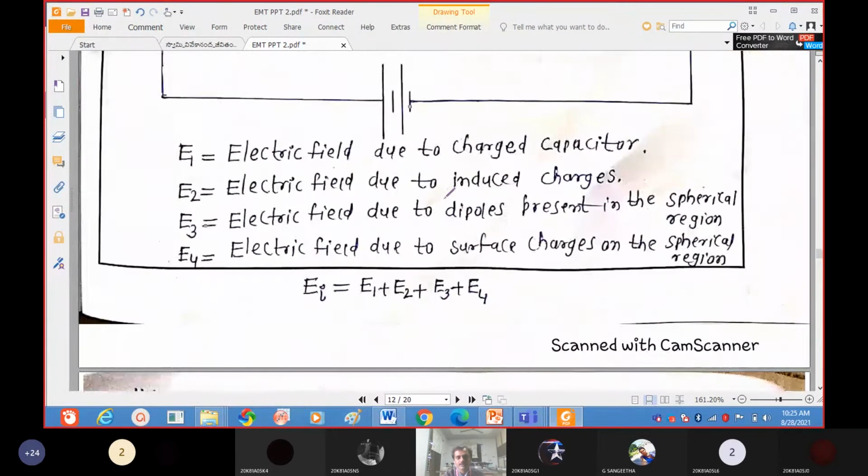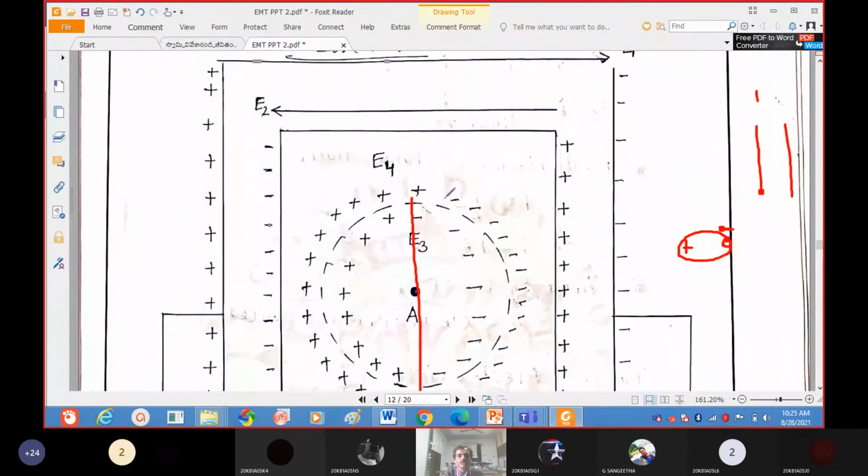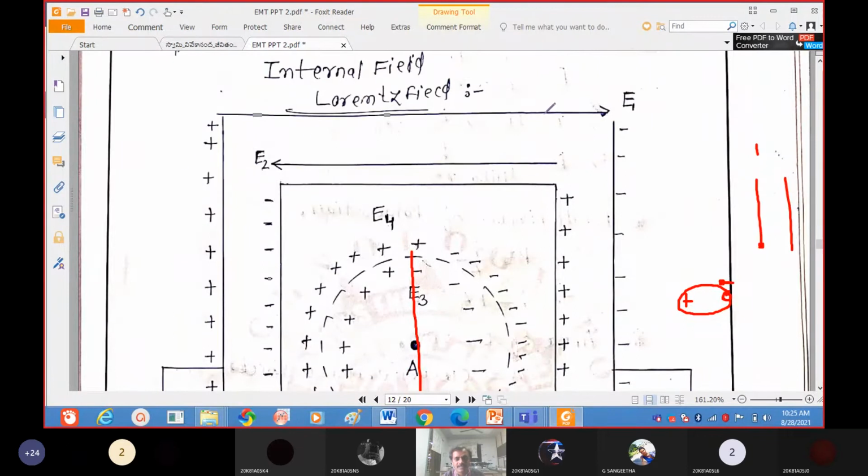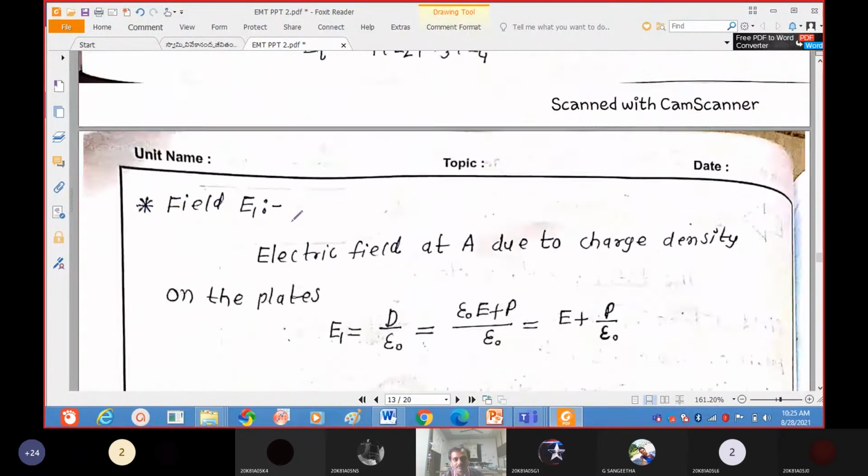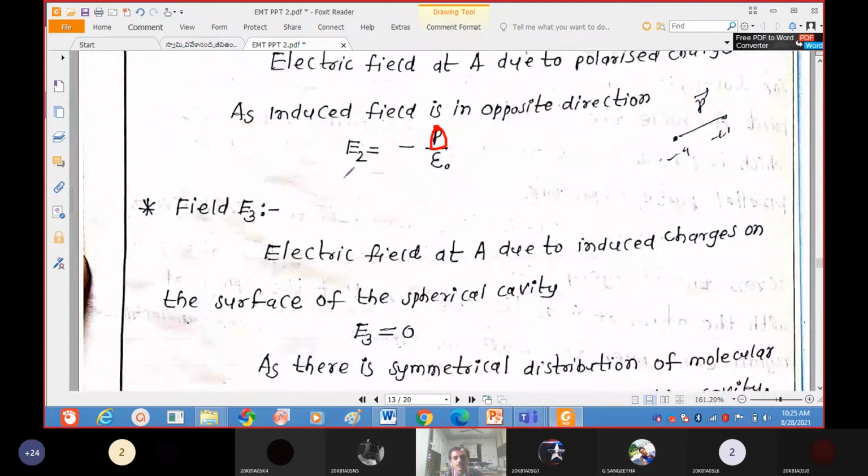What is the direction? See here, the electric field direction is from positive to negative. In the previous case we took positive, but here it is the opposite direction. The electric field direction is opposite to E1, that's why we are taking a minus sign. So E2 is equal to minus P by epsilon naught.